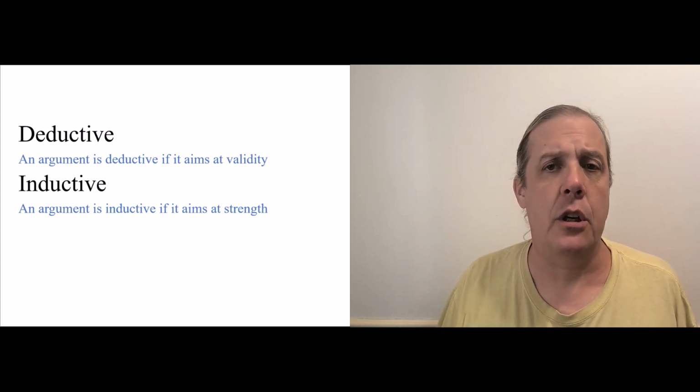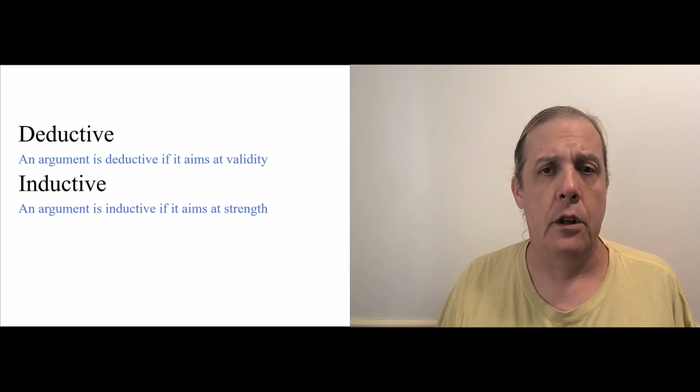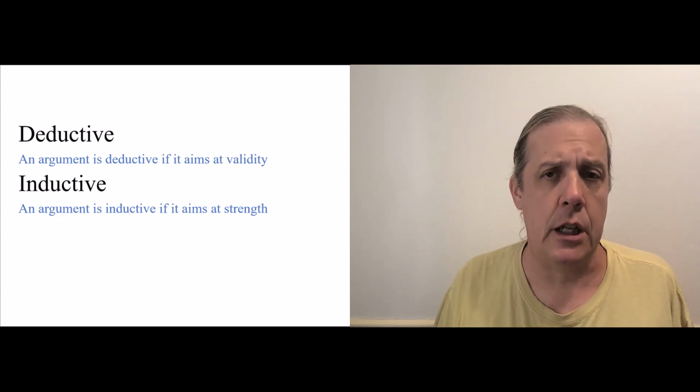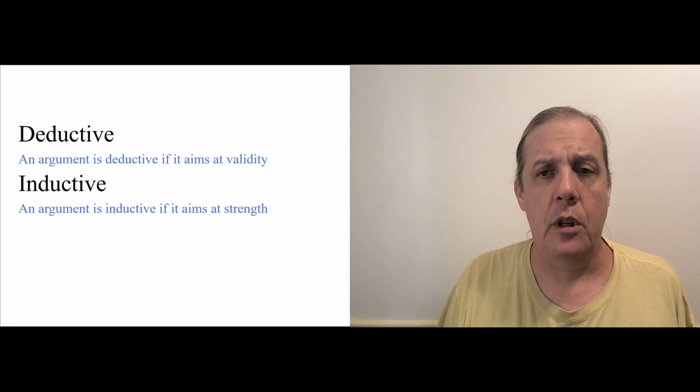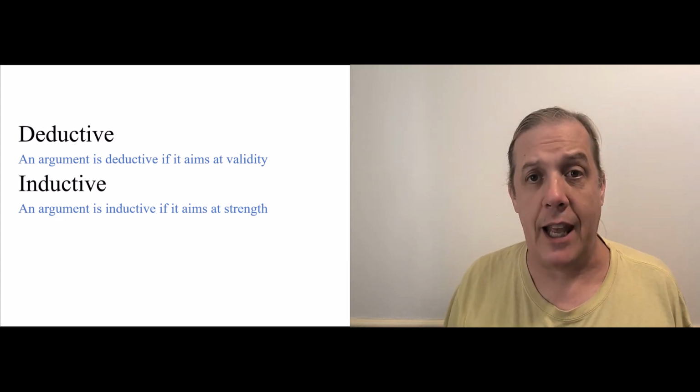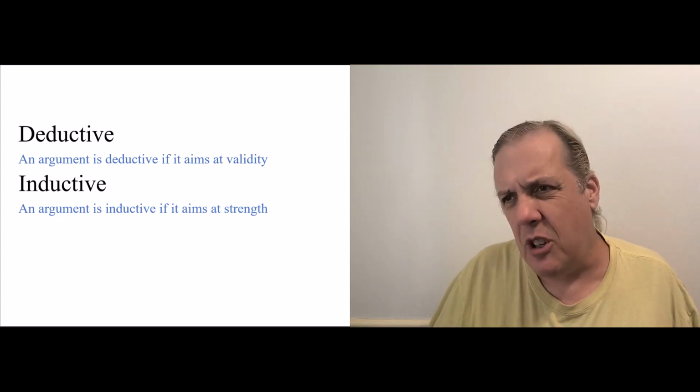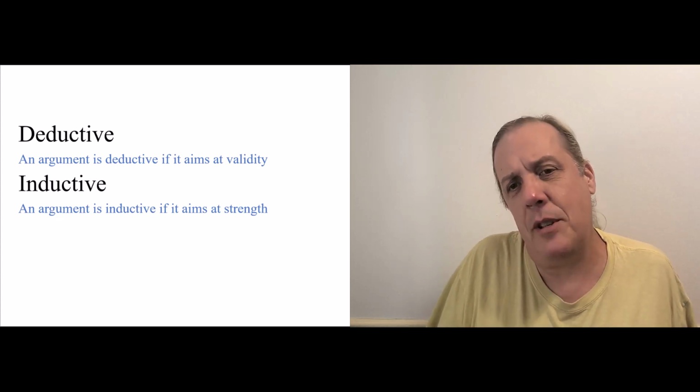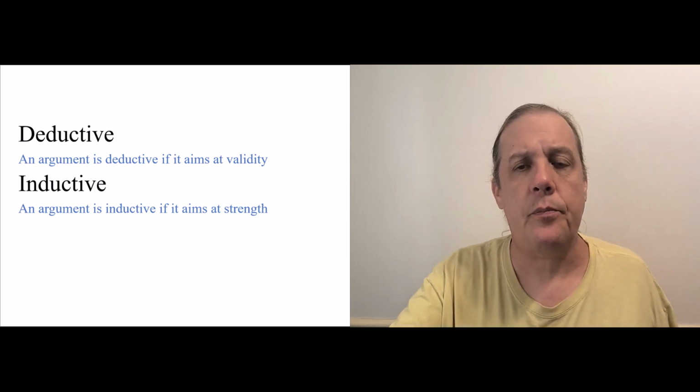Arguments by analogy are always inductive. They can never have perfect deductive validity. You're always just doing the best you can. Things are similar in some ways, so they might be similar in other ways.